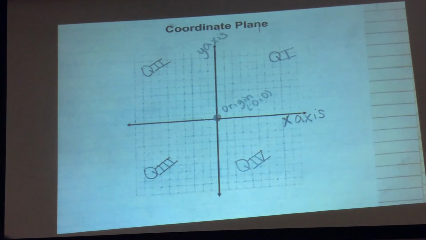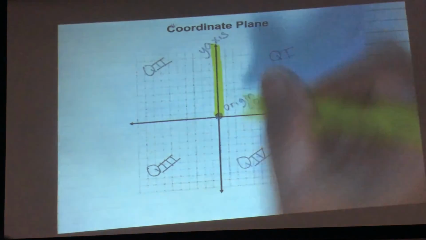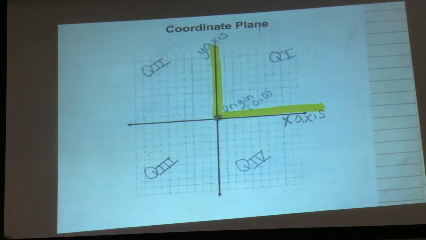But in 5th grade, the only quadrant you are working with is quadrant 1. You don't have to do the others. But next year, you will look at all 4 of them. The same concepts apply. You move over on the x first, then up on your y.